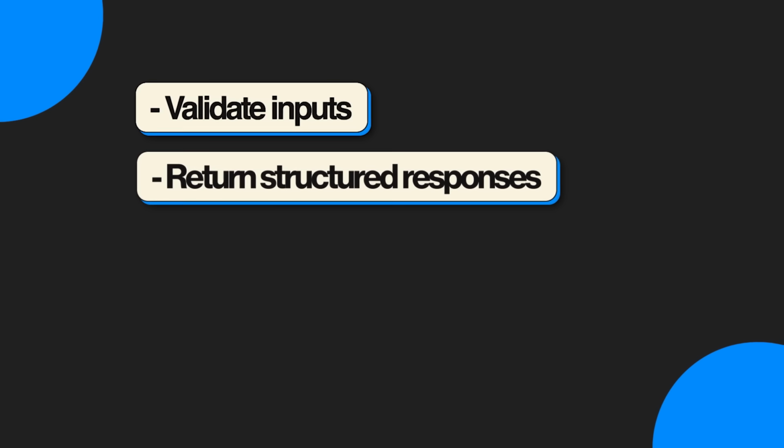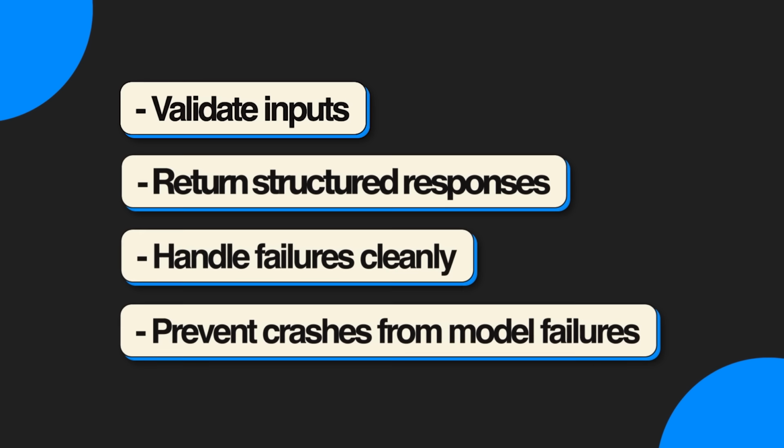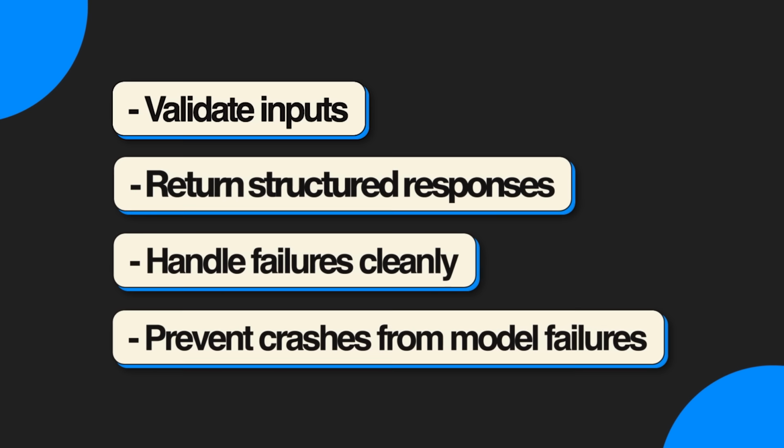So here is your first concrete project that I want you to build. Build a simple API endpoint using FastAPI or Flask that calls a model. It validates the input, returns structured responses, handles failures cleanly, and makes sure that your service does not crash just because the model call failed. At this stage, you're not just building fancy AI, you're learning to build model-powered services that don't fall apart. And that mindset is everything.